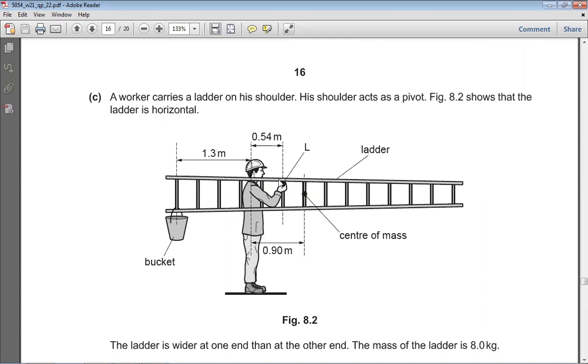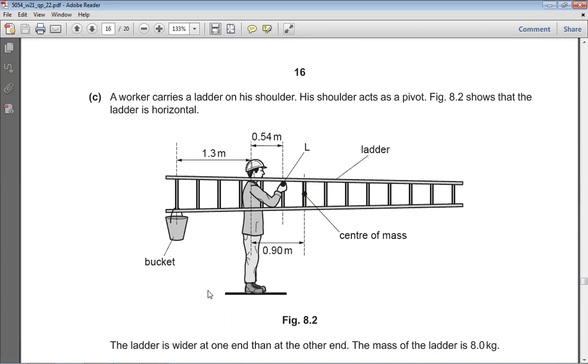Here, this person will apply force either in the upward direction or in the downward direction. We don't know that, but he will apply force here. It can be upward, it can be downward. We will see, we will calculate, and we will know what is the direction of that force. It's 0.54 meter, and the center of mass is 0.90 meter away. The bucket is 1.3 meter away from the pivot.